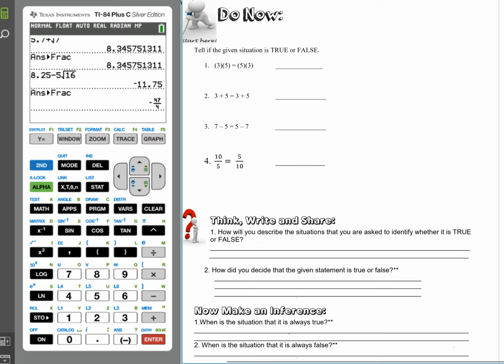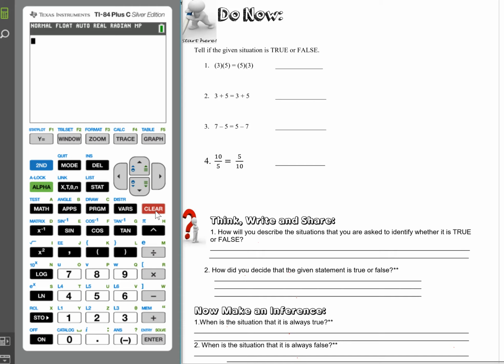Let's work now on the do now. Tell if the given situation is true or false. Number 1, you have 3 times 5 equals 5 times 3. So to identify whether this one is true or false, I would just simply find the numerical value. 3 times 5 is equal to 15, and 5 times 3 is also equal to 15. So the numerical values are equal, so that means 3 times 5 is the same as 5 times 3. So I would say that this equation is true.